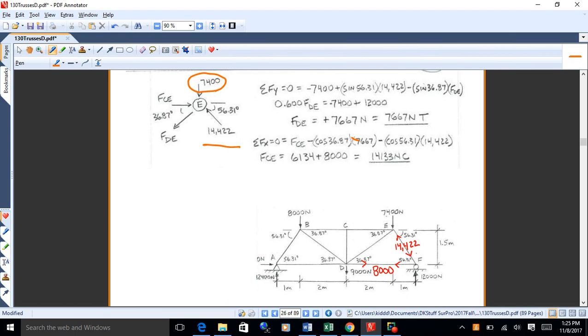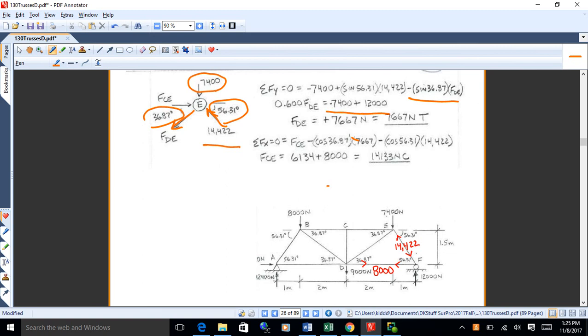And then you can do sum of Fy is 0. I'm going to start with that because I only have one Y unknown, and that's DE. Notice that CE is horizontal. It doesn't have a Y component. So what, I got 7400 down. I've got plus sine 56.31 times the 14422. And as I have it drawn, I've got minus sine 36.87 times FDE. That's 0.6 FDE.